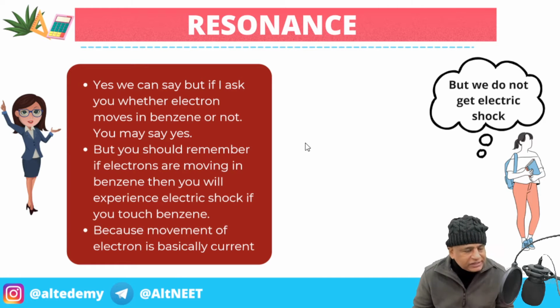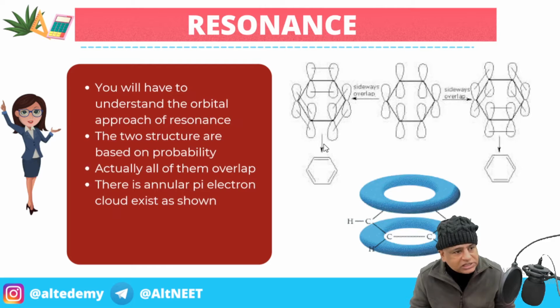So if we are saying it is delocalized, it has a different concept, not exactly that electrons are moving. You should remember, if electrons are moving in benzene, then you will experience an electric shock if you touch benzene, because movement of electrons is basically current. Now, if electrons have to be delocalized and yet not move, then what does it mean? Look at this structure.